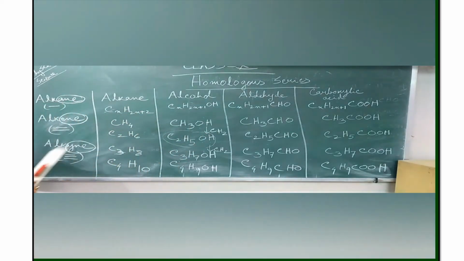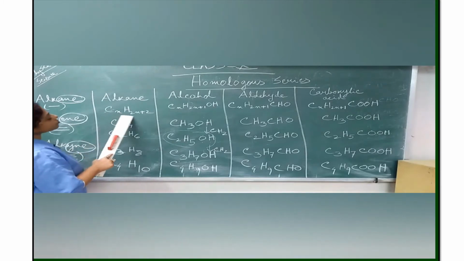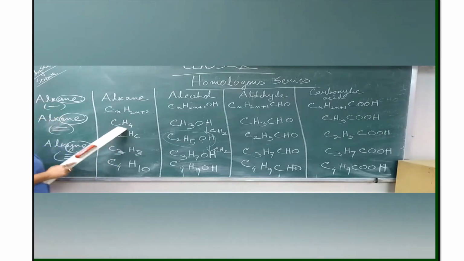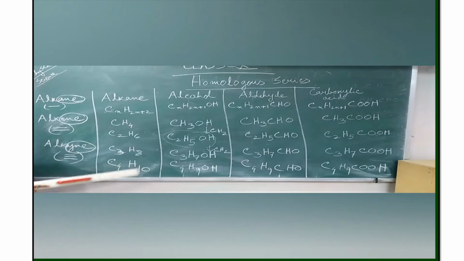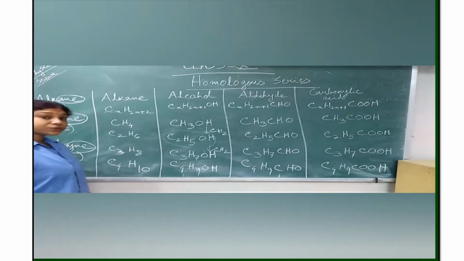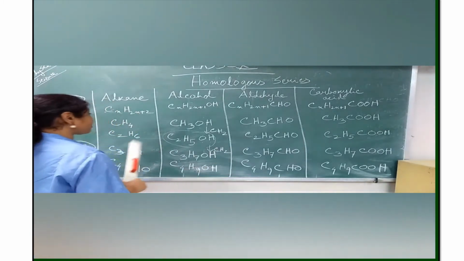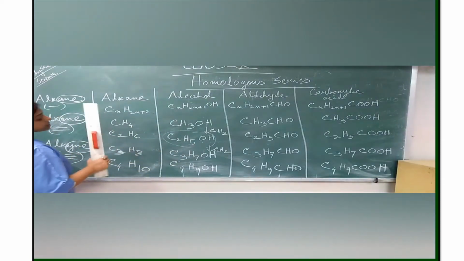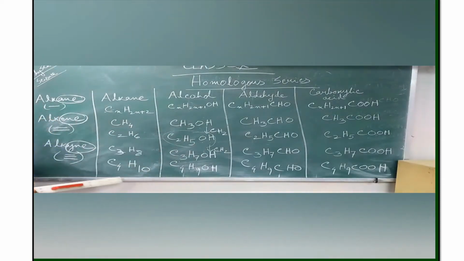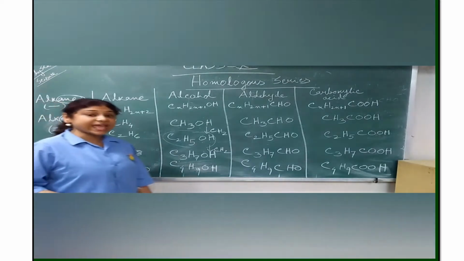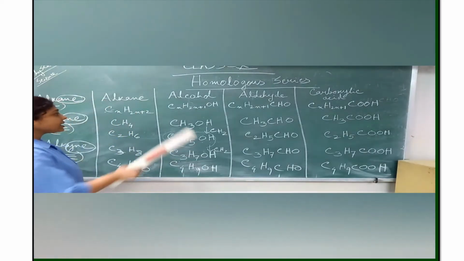Now for alkane, if n is equal to 1, you just put the value n equal to 1, it will come CH4. When n is equal to 2, C2H6. When n is equal to 3, C3H8. When n is equal to 4, it is coming C4H10. Hope you have understood how to make the formula. Now the names. You know this name, that is methane. This is ethane. This is propane because 3 carbon atoms are present. This is butane, B-U-T-A-N-E. Like this it is going.